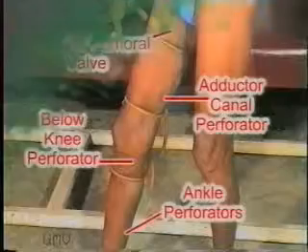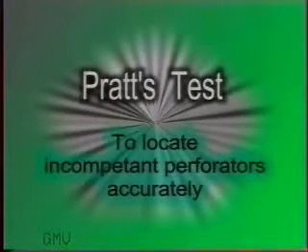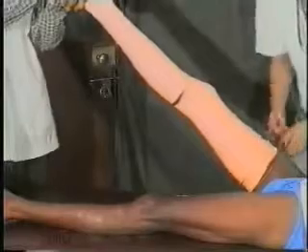Next, we will perform the Pratt's test. This test is performed to locate the incompetent perforators more accurately. With the patient supine, raise the leg to 30 degrees, empty the veins, and apply an elastocrep bandage from the toes to the mid-thigh with gentle pressure to occlude the superficial veins only. Now apply a rubber tourniquet below the saphenofemoral valve to occlude retrograde flow from the saphenofemoral valve.